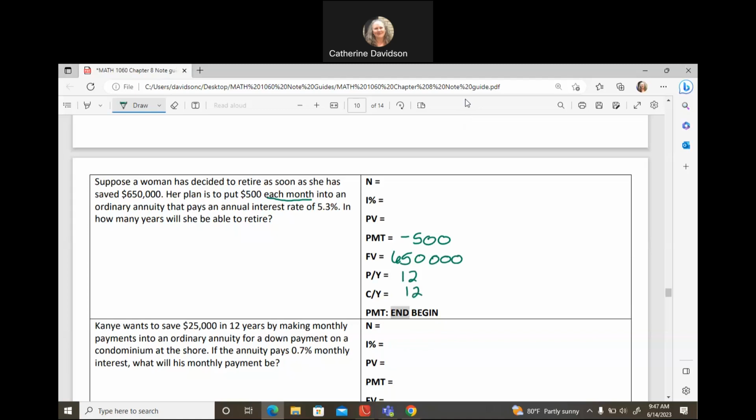She has an annual interest rate of 5.3. When she first starts, she had 0. We're going to solve for n so we can figure out how long it's going to take her to save that money.